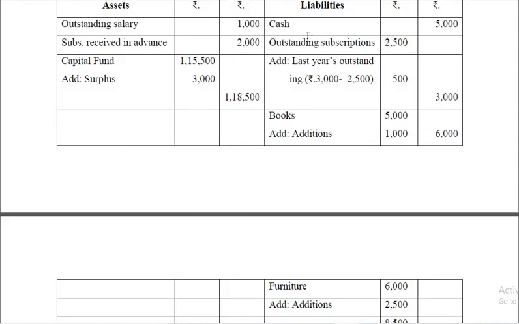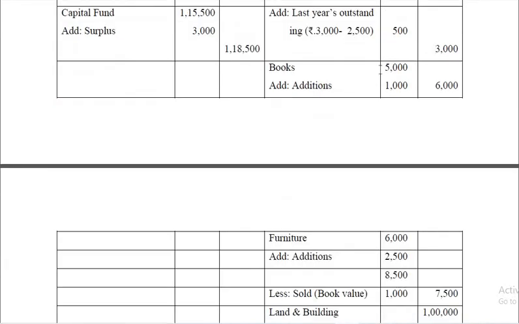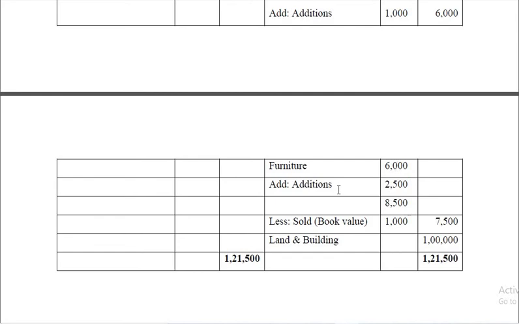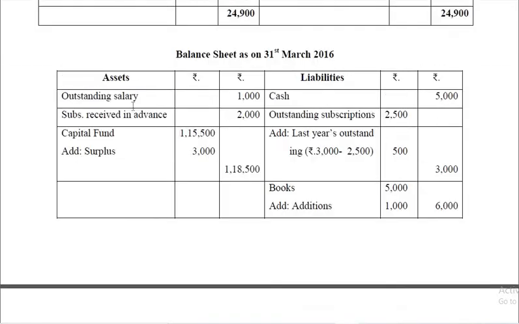Look at the closing balance sheet. Closing cash in hand will come here. Outstanding subscription 2,500 for the current year, and relating to last year 3,000 was outstanding, only 2,500 you have received, still 500 to be received. The total subscription to be received is 3,000, of which 2,000 relates to the current year, 500 relating to last year. Books opening balance 5,000, additions 1,000, 6,000. Furniture 6,000, additions 2,500, and cost value or book value of furniture sold 1,000. Here you have to remember, it is not the amount realized on sale of furniture which is to be taken, it is the book value or cost value you have to take. Then land and buildings 1 lakh, there is no addition. Then outstanding salary 1,000.